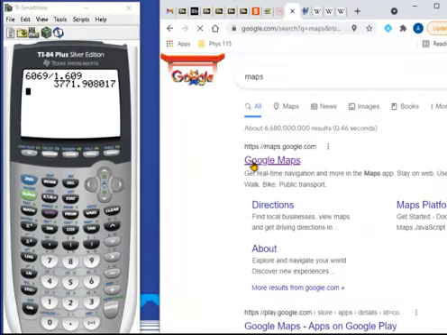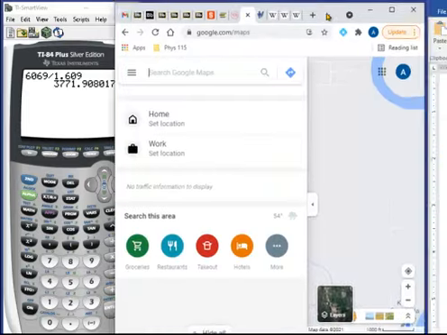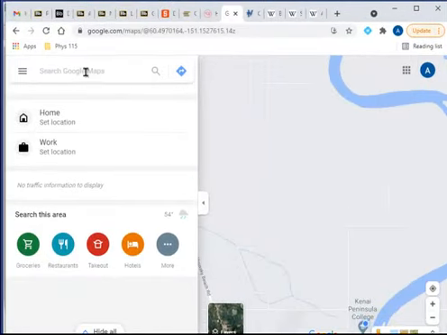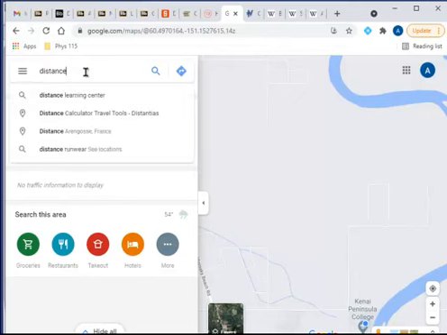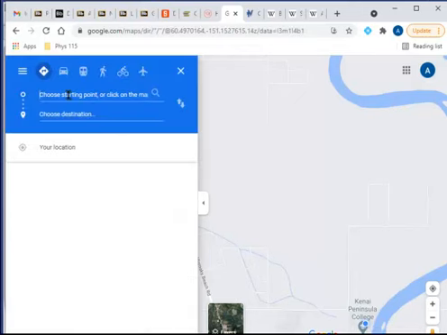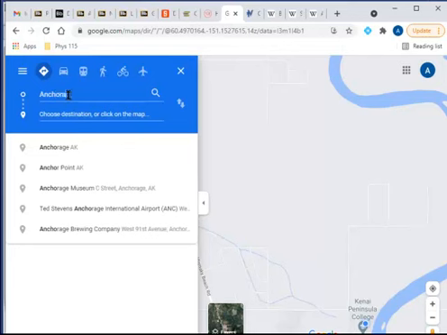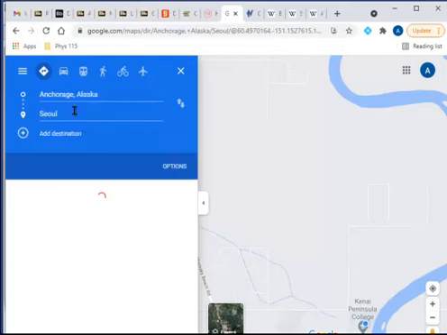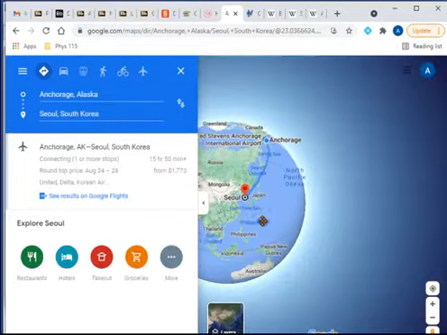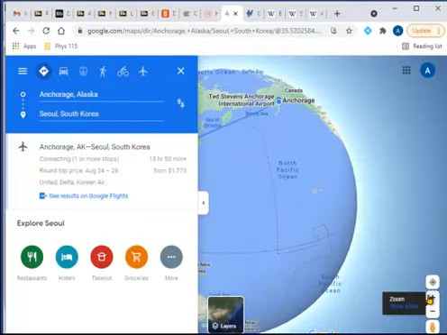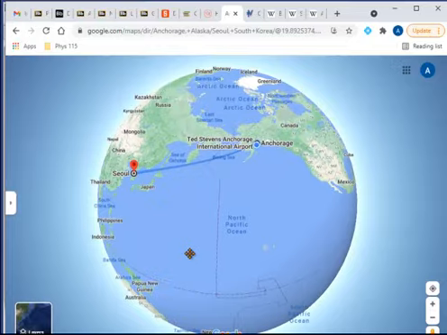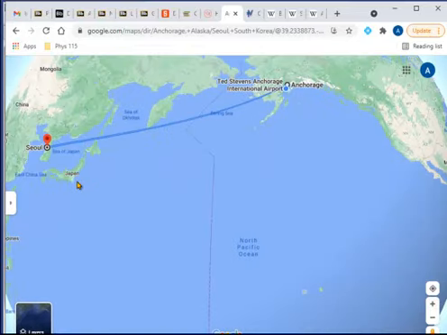So here we go. And then I don't see much here, so I'm going to make this a little bigger. There we go. And let's see. Did that earlier, and let's see if I can do that again. Distance, Anchorage, Seoul. There we go. Hit enter, and there we go. Okay, I guess I could zoom in a little bit more. There we go. And then let's see if this works. Zoom in still a little bit more.